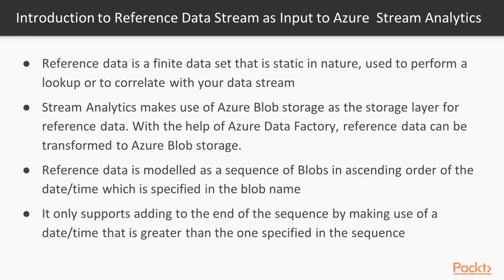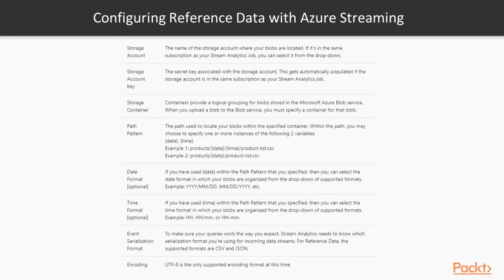Reference data is modeled as a sequence of blobs that are defined in the input configuration in ascending order of the date or time specified in the blob name. It only supports adding to the end of the sequence by using a date time greater than the one specified by the last blob in the sequence. Stream Analytics has a limit of 100 MB per blob, but jobs can process multiple reference blobs by using the path pattern property.